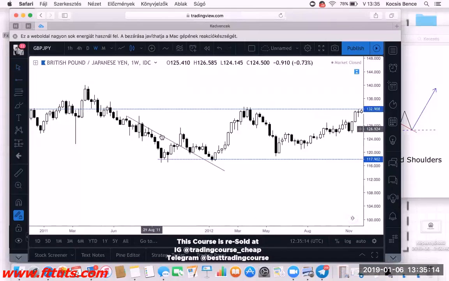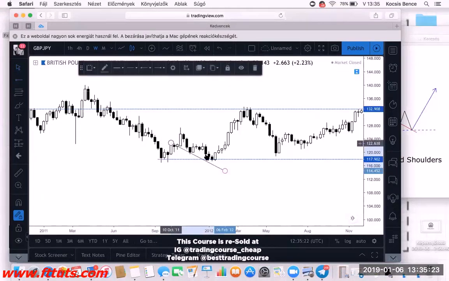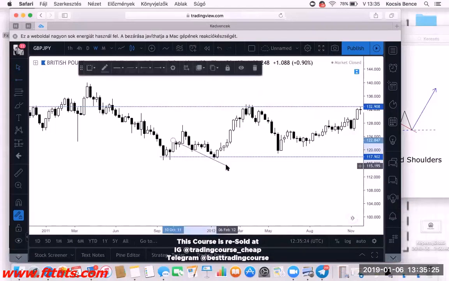Okay, so the price broke the trend line, and it makes the retest on the trend line, and it creates the same lows. So this is the double bottom. The price broke the trend line, and it makes the retest on the trend line, and it creates the same lows. This is the double bottom.